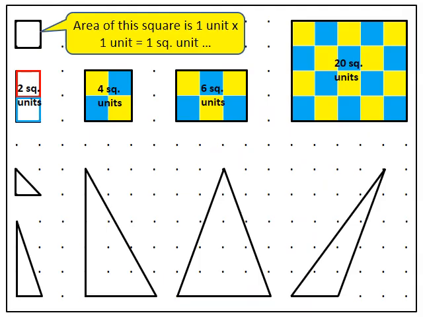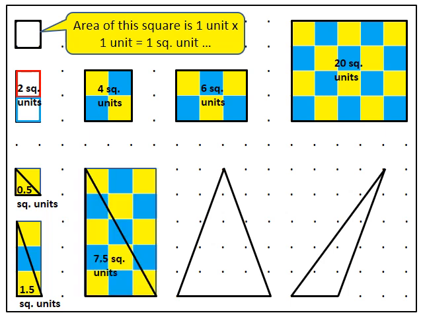So can we find the area of the right angle triangles shown? What we need to do is just fit a rectangle or a square around the right angle triangle in such a way that the hypotenuse becomes the diagonal of the rectangle or the square. In the first case, the area of the right angle triangle becomes 0.5 because it is half of 1. In the second, it is 1.5, and in the third, it is 7.5 square units.